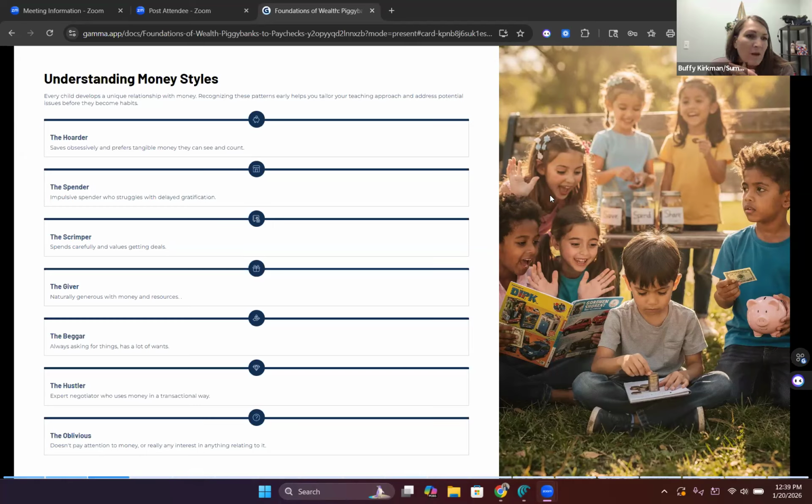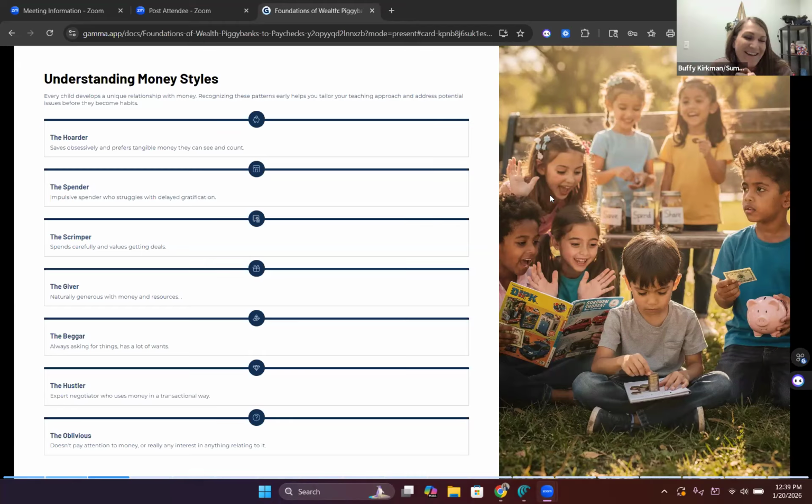That's the scrimper. The giver, naturally generous with their money. They just love to be generous, give money to their friends. They might try to give you money. My son is a giver, and he just wants to share his money with everyone.